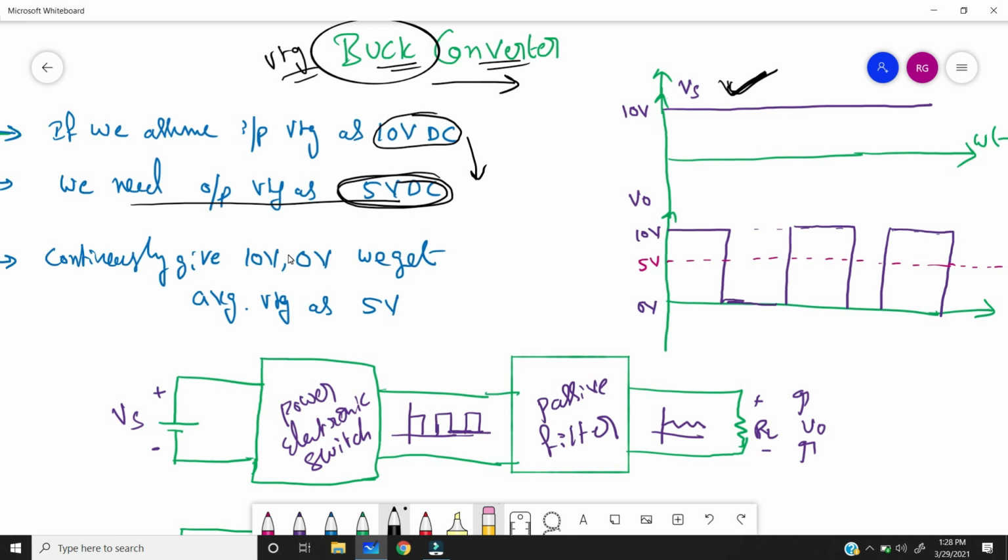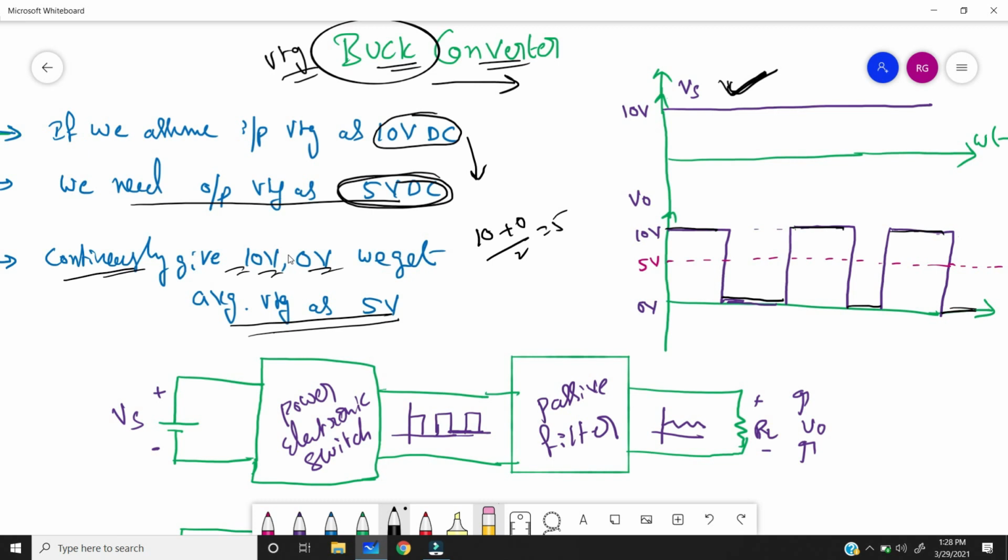So how will we convert 10 volts to 5 volts DC? For that purpose, I am assuming we continuously give 10 volts and 0 volts. Then how do we get the average voltage? If you give 10 volts, then 0 volts, and 10 volts and 0 volts, what will happen? If you take the average, 10 plus 0 by 2 is equal to 5, right? So we will get the average voltage as 5 volts.